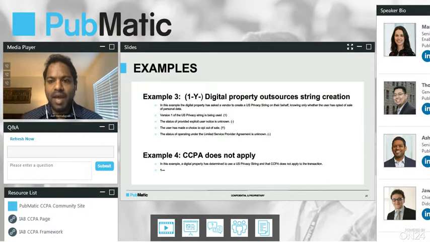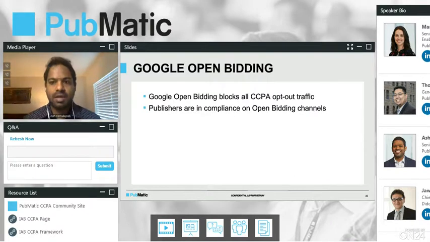My final topic on hand today is how Google Open Bidding is handling CCPA. Google has taken a stand where if the publisher has turned on regulated data processing, then Google would monetize all the bid requests only within their ecosystem. They're not going to even send opt-out requests to any bidders or demand partners.